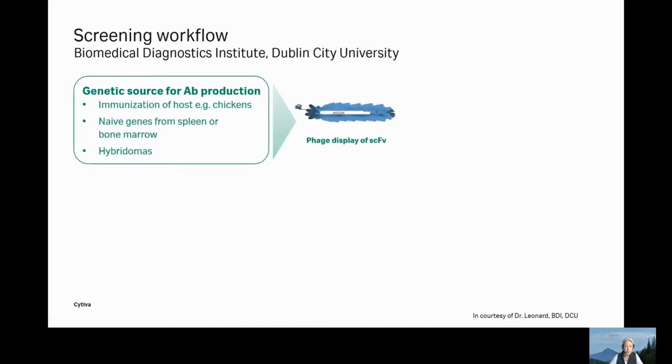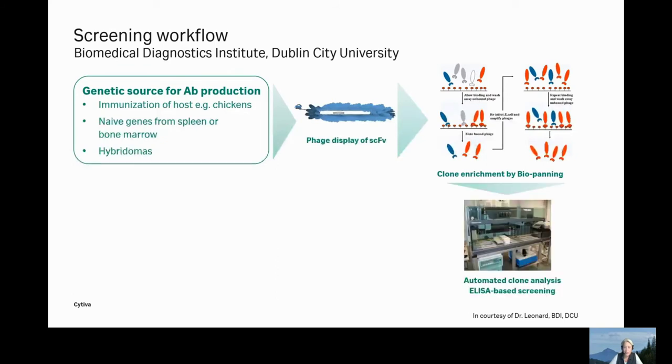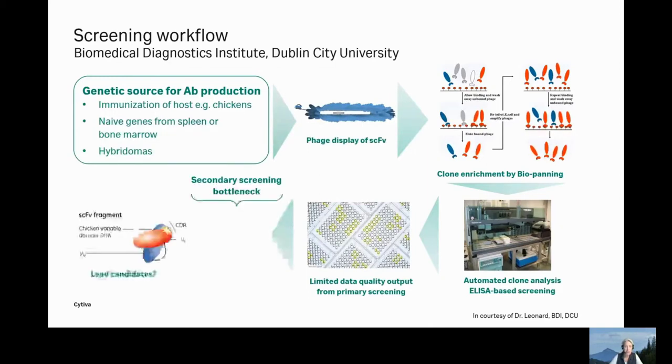Here you see an overview of BDI's screening workflow. They employ phage display to screen their single-chain antibody fragment libraries. BDI has an automated primary screening process, but the results of this initial screen are of limited data quality. So a further detailed analysis was essential to identify good lead candidates for single-chain antibody fragments, which will be taken further in the development step.